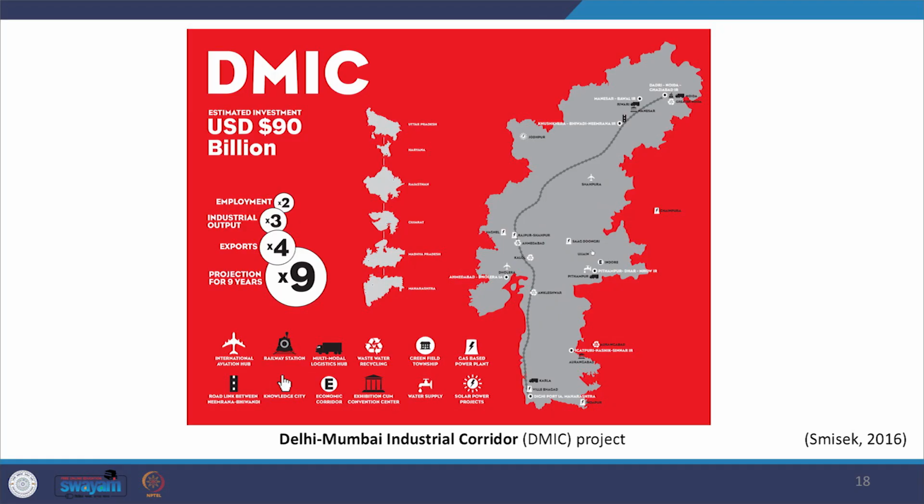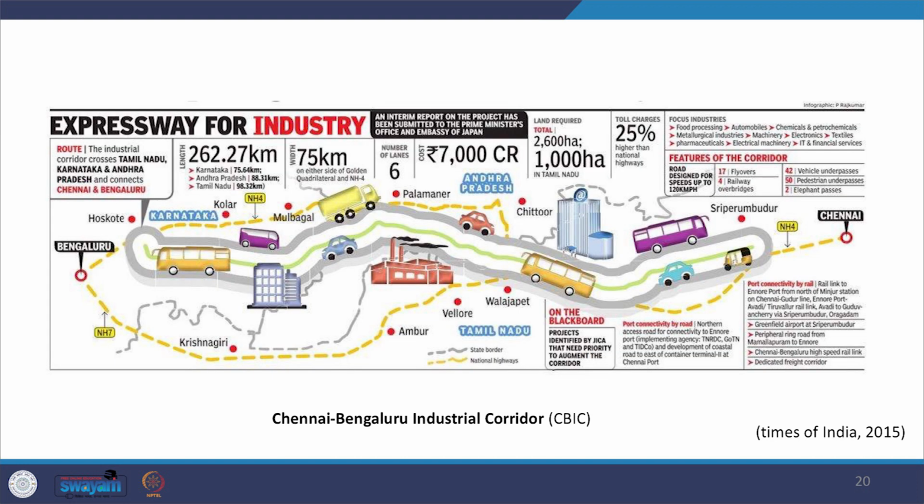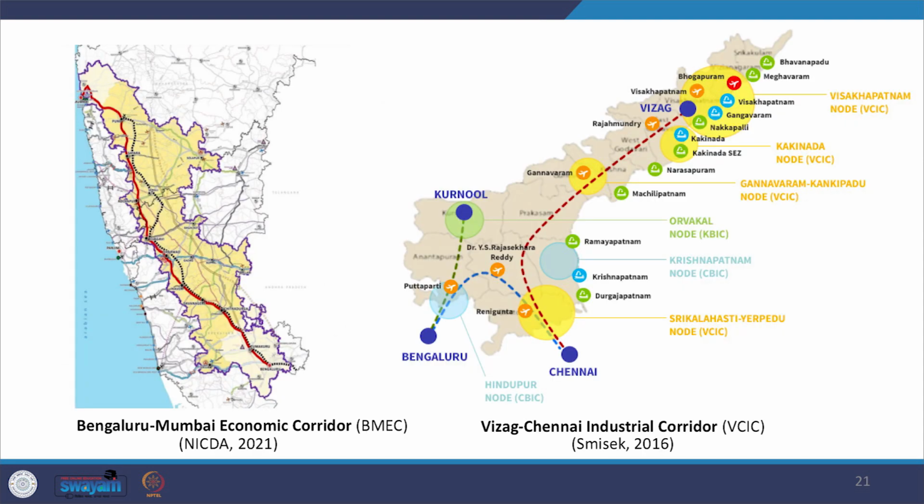Looking at some of the major projects of the department, we see that it includes the Industrial Infrastructure Upgradation Scheme, IIUS, and a further range of industrial corridors, which you have also seen in the regional planning sessions, which include the Delhi-Mumbai Industrial Corridor, Amritsar-Kolkata Industrial Corridor, Bangalore-Mumbai Economic Corridor, and so on.